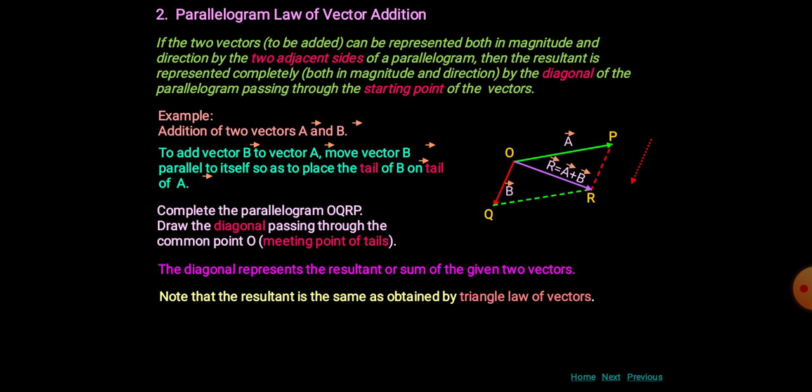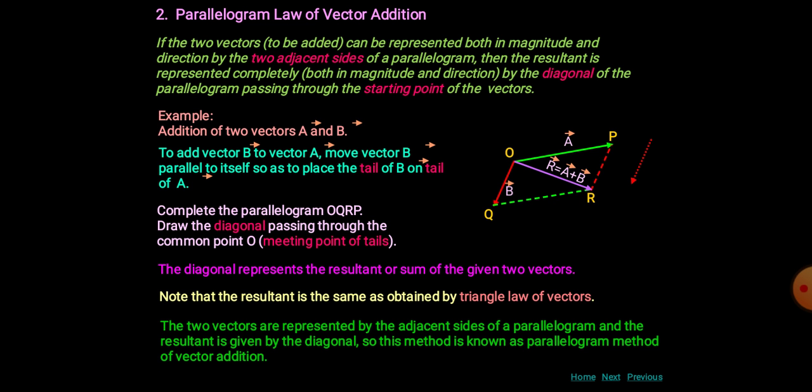So this we can also obtain with the help of the triangle of vector addition. If two vectors are represented by adjacent sides of a parallelogram and the resultant vector is given by the diagonal, this type of method is also known as the parallelogram method of vector addition.